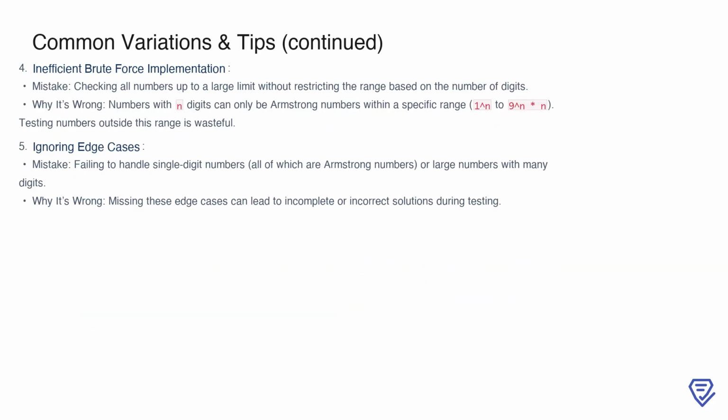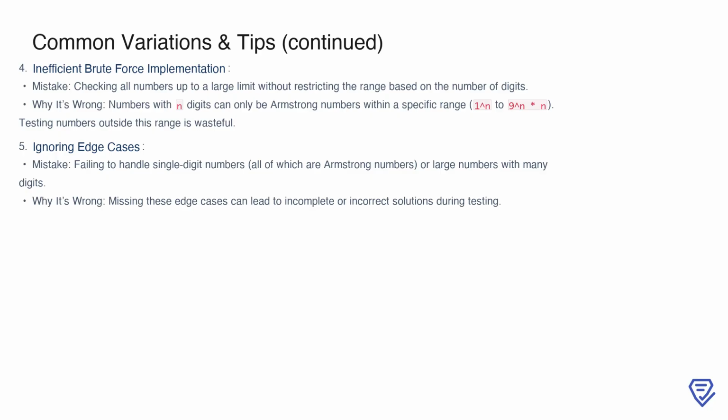Inefficiency is another common pitfall when implementing solutions to Armstrong number problems. A brute force approach, which tests every number up to a large limit, is often wasteful because Armstrong numbers for an n-digit number must fall within a specific range. For example, numbers with 3 digits will only produce Armstrong numbers between 1 raised to the third power and 9 raised to the third power, multiplied by 3. Testing numbers outside this range is unnecessary and adds computational overhead.